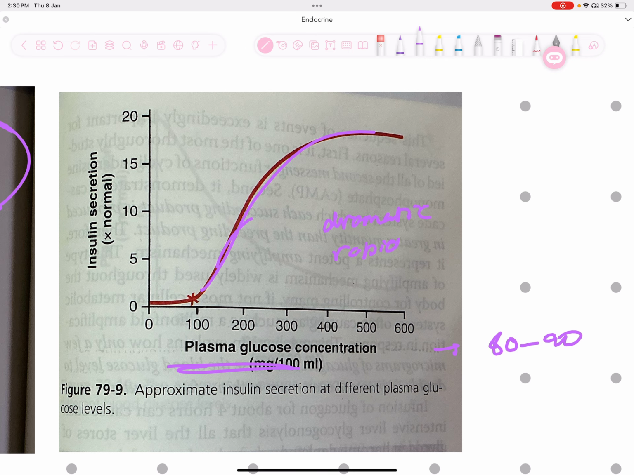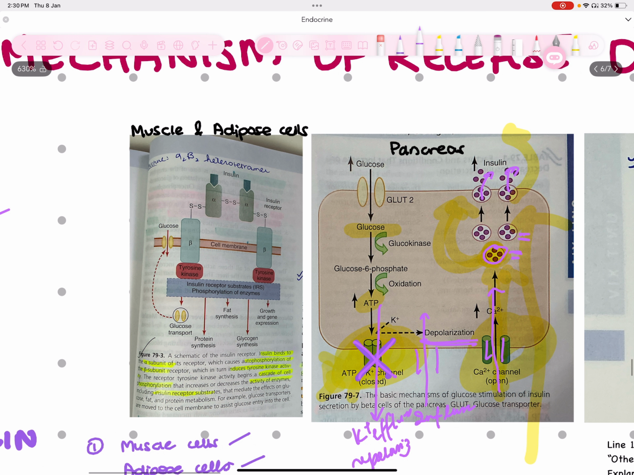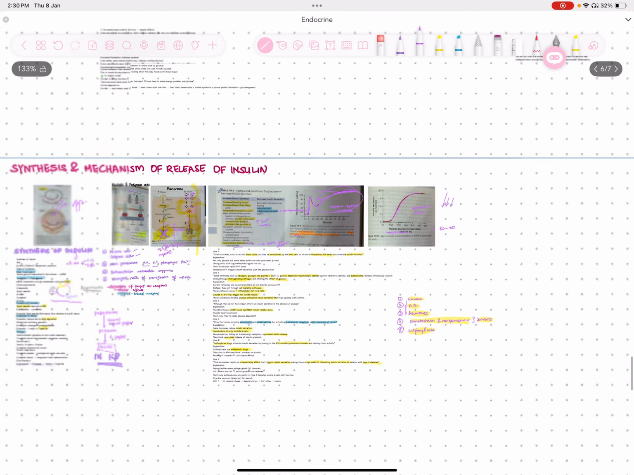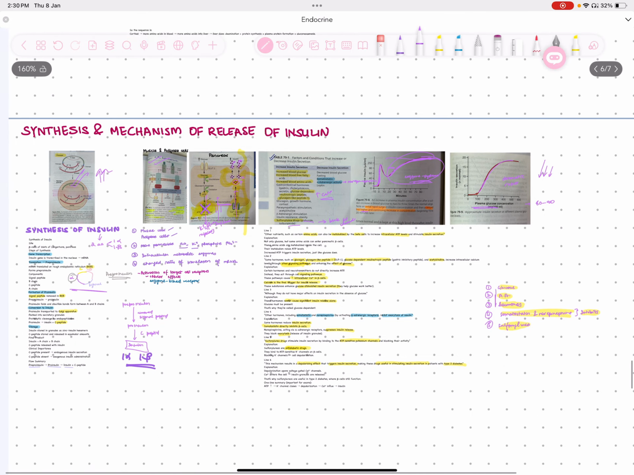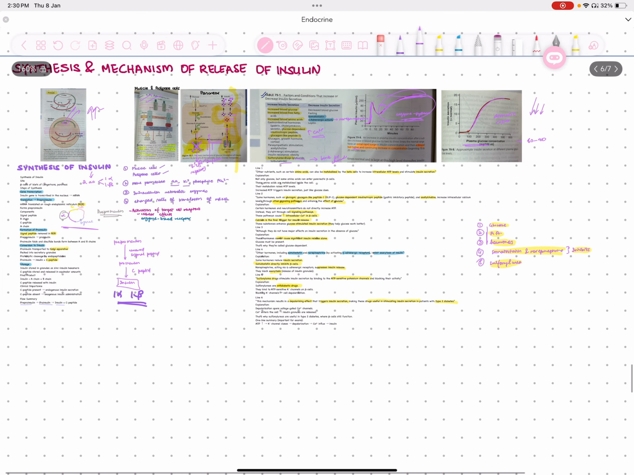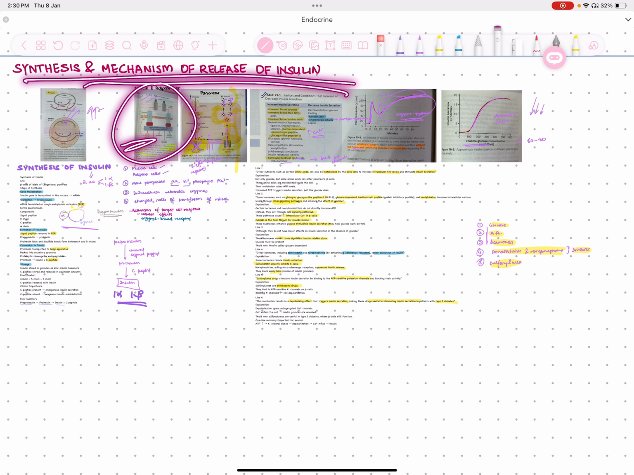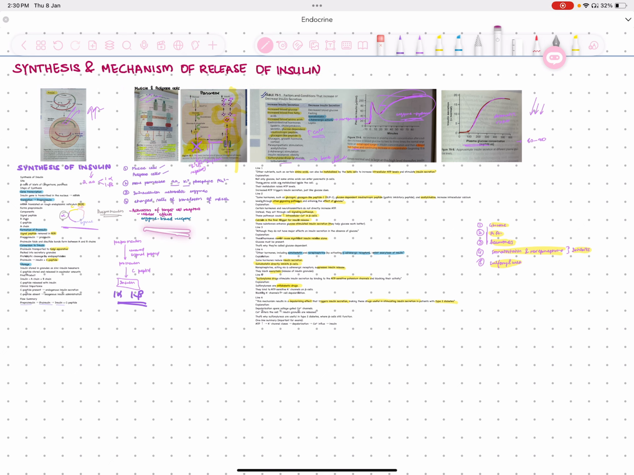And the rise in glucose increases insulin secretion. And what does the insulin do? It increases the rate of transport of glucose into liver, muscle, and adipose cells as well. So, yeah, that's pretty much it. This was a quite extensive video, but I'm sure now you're clear about the synthesis and mechanism of release of insulin and also the reception of insulin by insulin receptors, which are enzyme linked receptors, tyrosine kinase type.